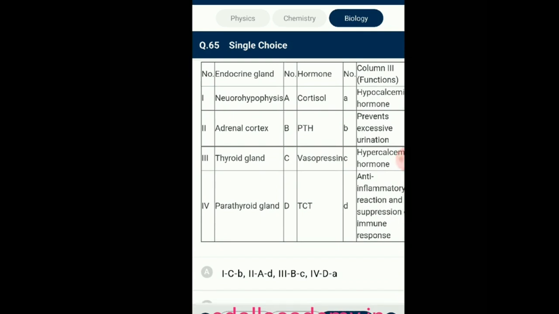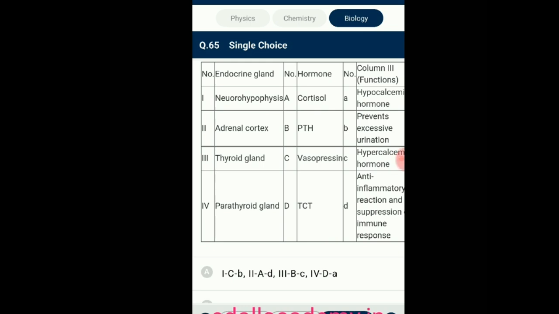First one, neurohypophysis. It is located on the posterior pituitary and secretes the hormone vasopressin, also known as antidiuretic hormone. It is otherwise called the ADH hormone. This hormone is responsible for reabsorption of water from the renal tubules and hence prevents excessive urination.